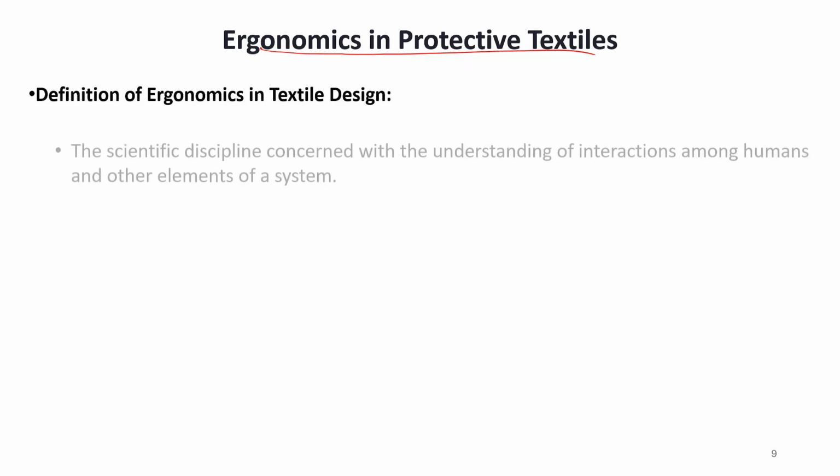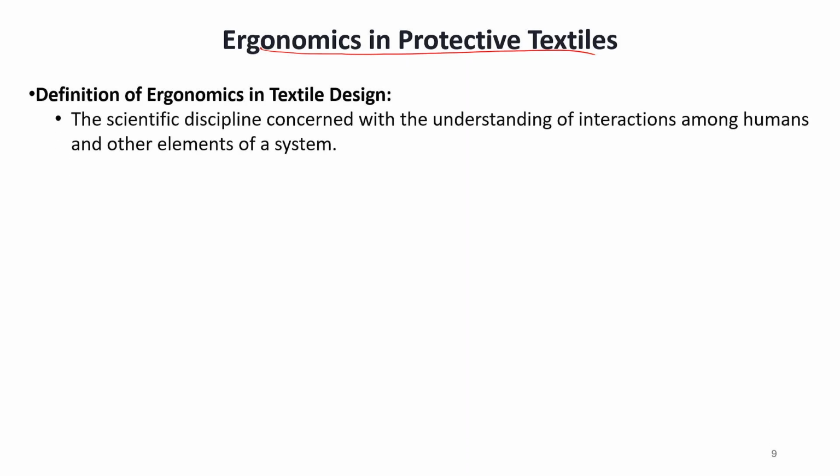Now, ergonomics, as I have mentioned, in protective textiles, if we want to increase the level of protection, it will actually be heavy, multi-layer, and it will not be flexible. So, it will restrict the body movement and ultimately comfort. Now, what is ergonomics in textile design? We have to design our protective textile so that our body movement is not restricted.